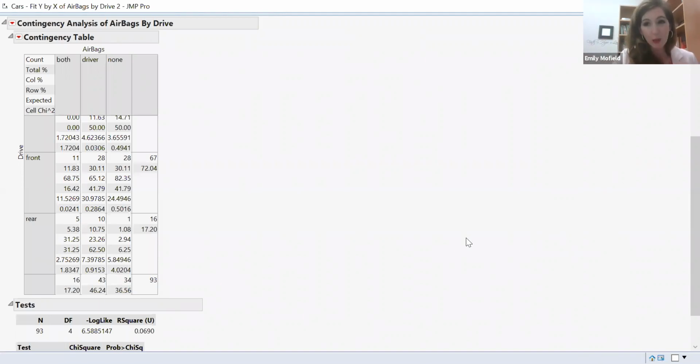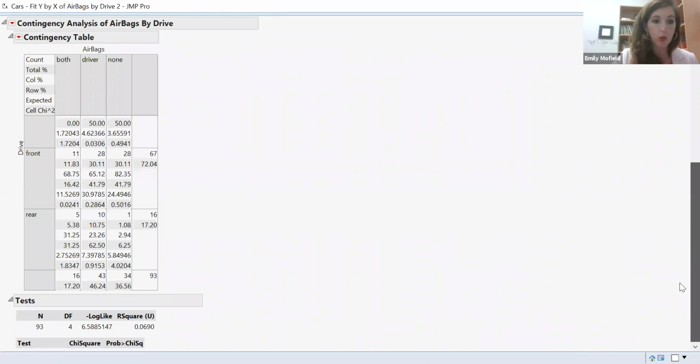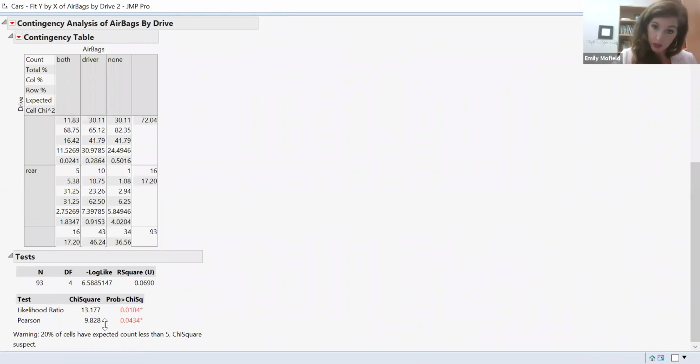So that is how you conduct a chi-square test. And again, this is what you report down here. You're reporting the Pearson chi-square, but you're going to say chi-square, Greek symbol, equals, and then that's the number. This is the degrees of freedom.